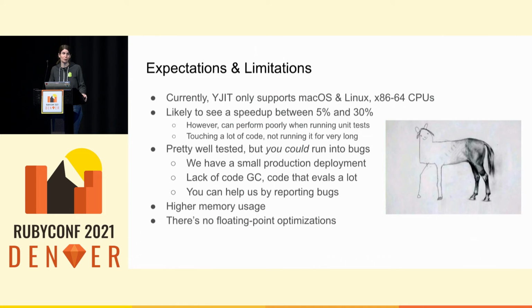JIT compilers typically use more memory. That's because we need to generate machine code, but we also need a certain amount of metadata about your program. With the default parameters for YJIT, you're likely to use about 300 megabytes more memory. That is configurable, and that's also something that we're going to improve. And lastly, we've been really focused on web workloads, so we don't optimize things like floating point computation at all. So if you had something that was numerically heavy, it's possible it wouldn't perform as well. But feel free to try it and let us know.